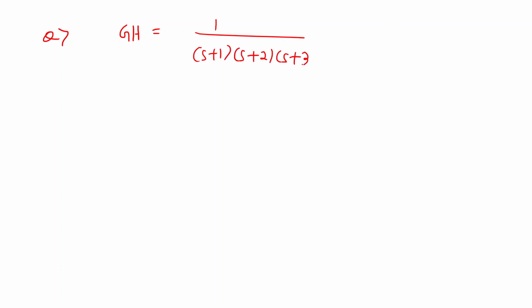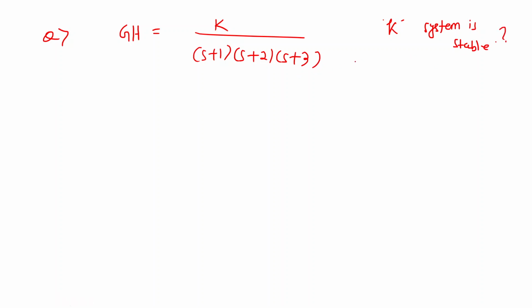So let me do one question for you where system gain is there. Suppose I'm giving the question like this: 1 by s plus 1, s plus 2, s plus 3. I already did this one, but now I'm adding a K value. The question is: for what value of K is the system stable? Are you getting my point?